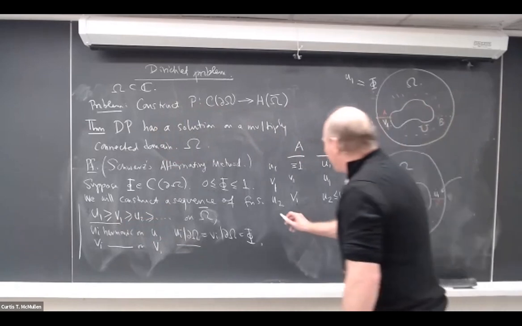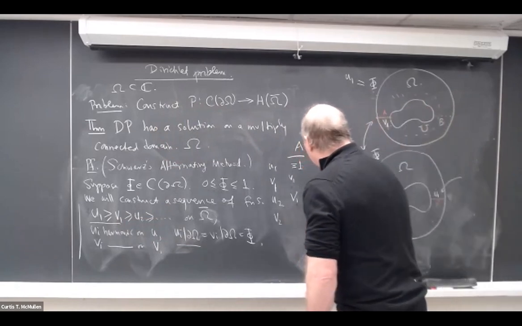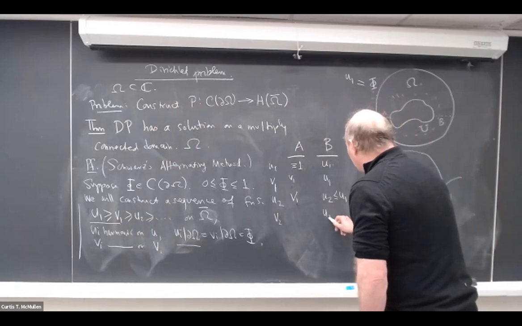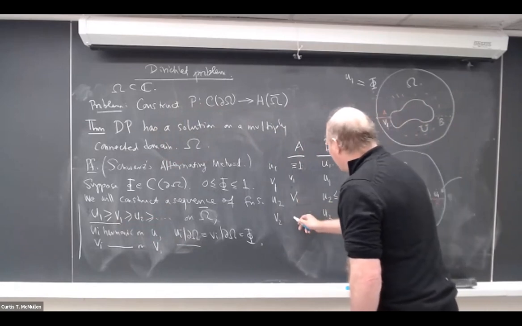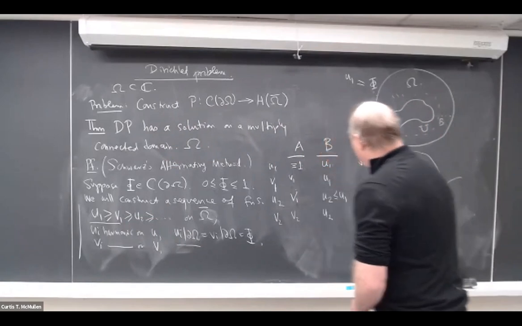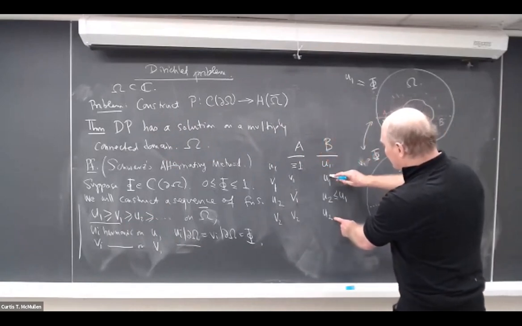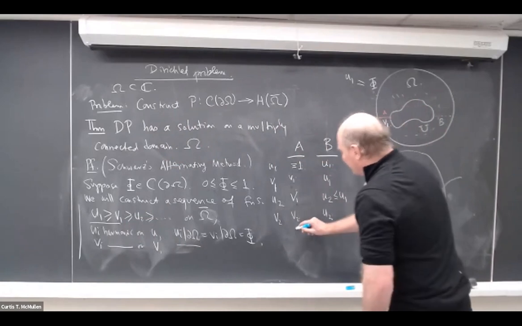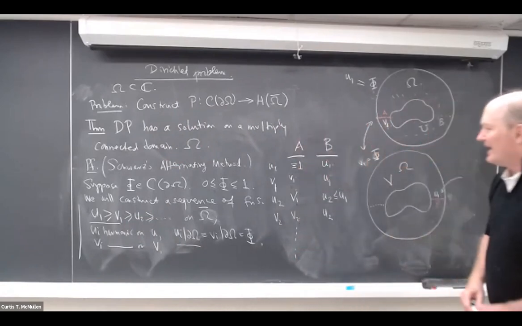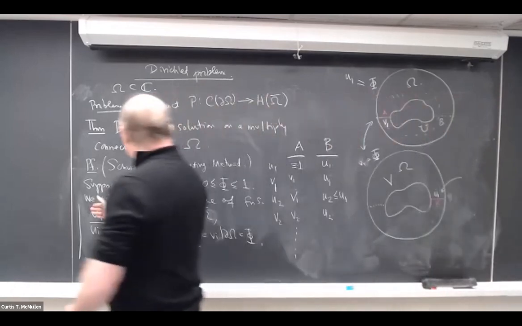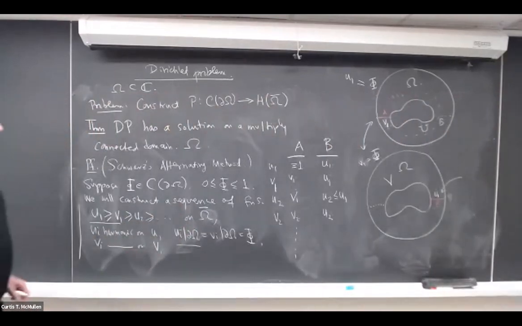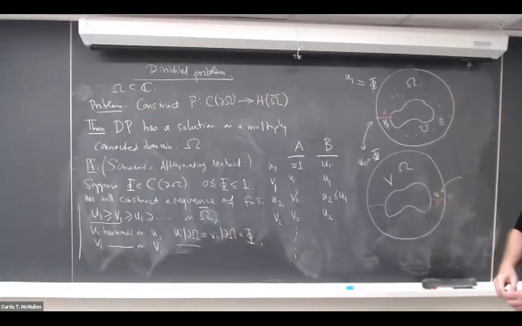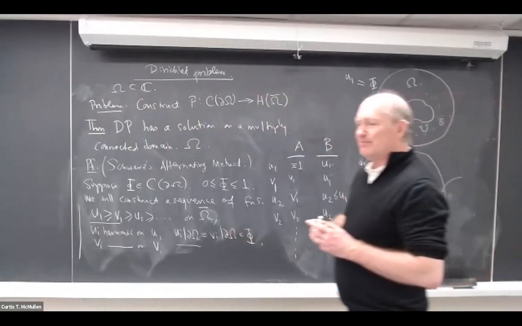And now you can imagine you just continue. You look at V2, you specify its values on B to be U2. On A, it comes out to be whatever it's going to be. But since its boundary values on B have gone down, V2 must be less than V1. So continuing in this way, we get a decreasing sequence of functions which are alternately harmonic on U or on V. And now we use two beautiful facts.